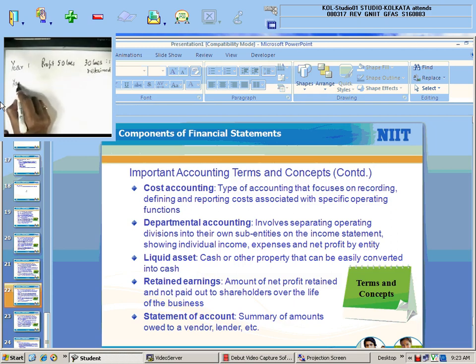Year 2, the company earns a profit of, let's say, 70 lakhs, out of which 40 lakhs is retained. So what is the total retained earnings at the end of the second year? 70 lakhs. The retained earnings account will show a balance of 70 lakhs. Third year, supposing the company earns 100 lakhs profit and retains 60 lakhs, then the retained earnings balance will be 130 lakhs. So retained earnings is the amount of net profit retained and not paid out to the shareholders over the life of the business.